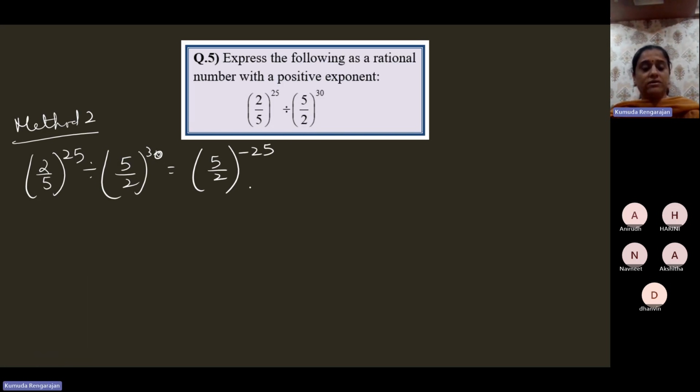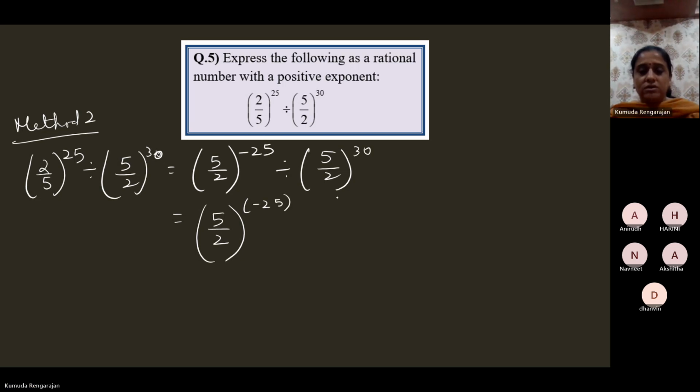Divided by, write the second one as it is. So now the bases are same, 5 by 2. And it's division, subtract the powers. So 5 by 2 minus 25 is one power. 30 is the other power, and you have to subtract the powers. Minus 25, 30, subtract the powers.